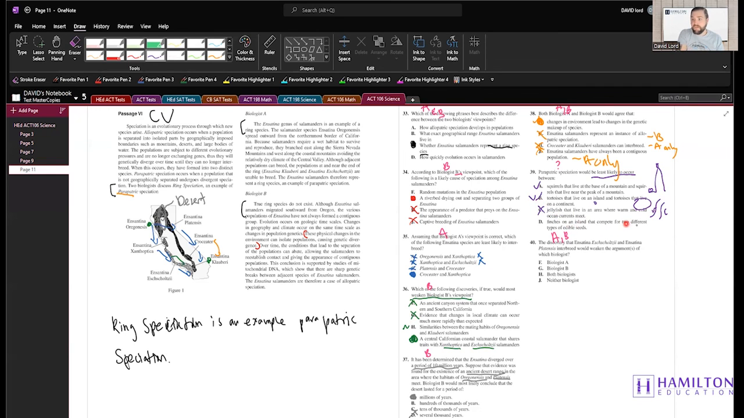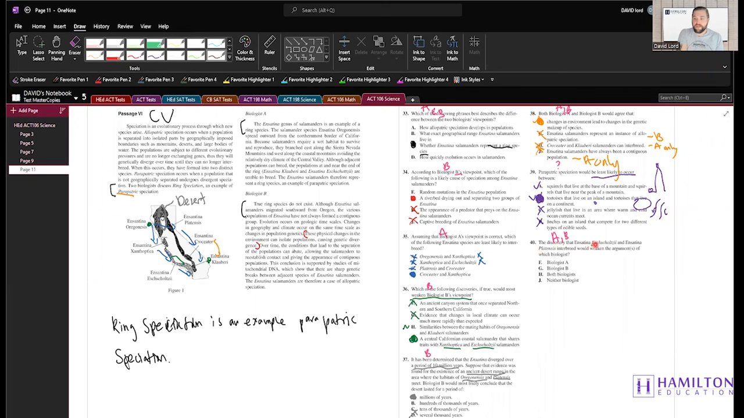D, finches on an island that compete for two different types of little seeds. That is actually more likely to be a parapatric speciation because there's no geological barrier. In fact, they have just different food sources. So this would be an example of parapatric speciation, probably. So A and B are both pretty good, but I think B is a better answer or a stronger answer, so I'm going to pick B.